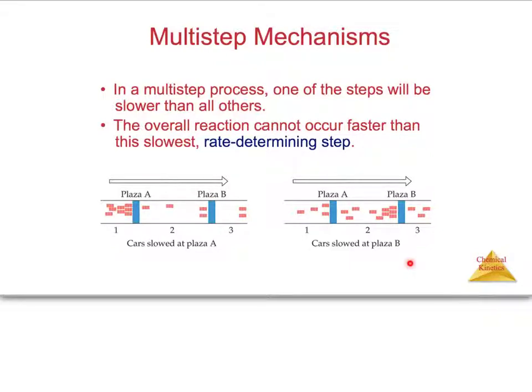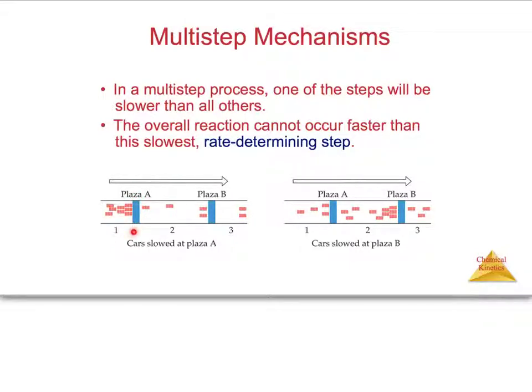So let's say that in order to get from point 1 to point 3, okay, I have to pass through Plaza A and Plaza B. Okay, Plaza A is really slow. The lights take forever to change, and so it takes people a very long time to get through Plaza A. Once they get through Plaza A, though, they're going to get through Plaza B really quickly. So what we would say our rate determining step is our slowest step, which would be Plaza A.